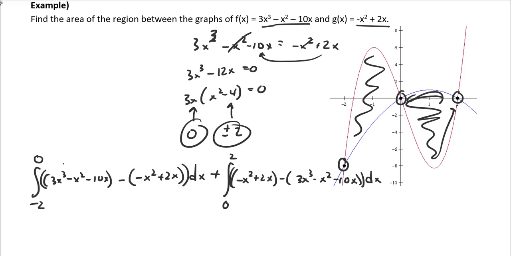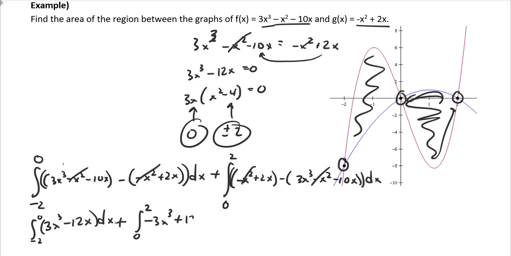Then I'm going to simplify them real quick. This is from -2 to 0. 3x^3 is definitely going to stay there. Minus x^2 plus x^2, those are going to cancel, and then minus 12x. So we technically already found that out. dx plus the integral from 0 to 2. The x^2 is going to cancel as well. This is now going to be a negative 3x^3, and then a plus 12x dx.